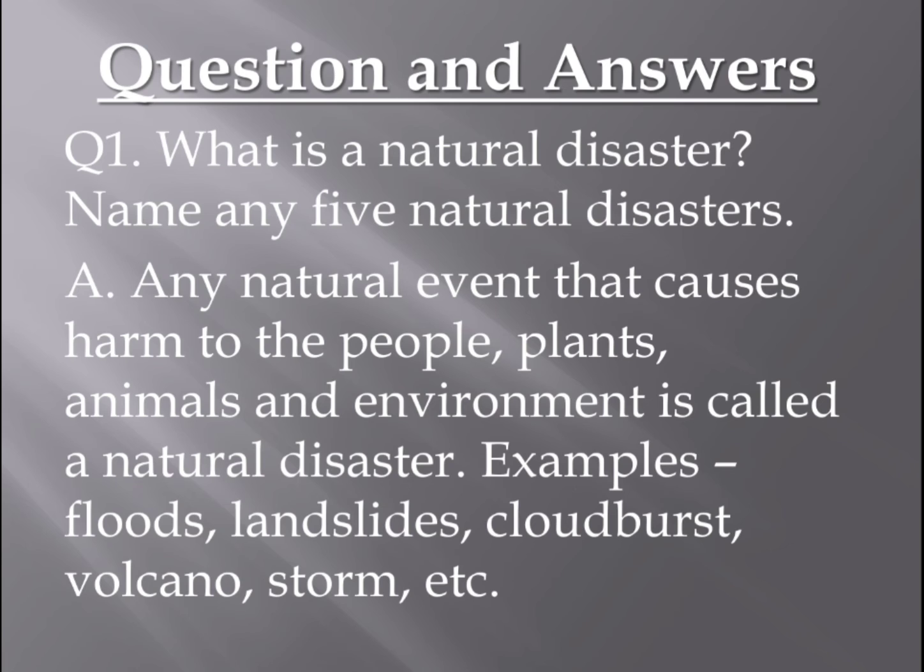What is a natural disaster? Name 5 natural disasters. So any natural event that causes harm to the people, plants, animals and environment is called a natural disaster. Examples, you can write anything, children: floods, landslide, cloudburst, volcano, storm, earthquake. Yes, all these are natural disasters. In that you can write any 5.